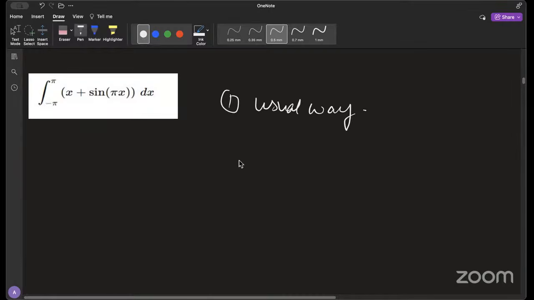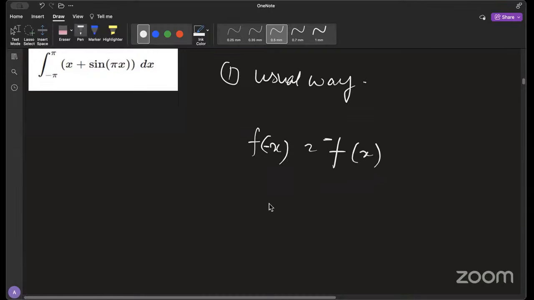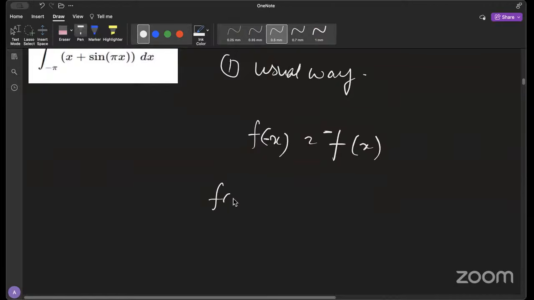So if you have a function where f of x is equal to f of minus x, or if f of minus x is equal to f of x with a negative sign, then this means if you have the integral of such a function from, let's say, minus 1 to 1, you can write this as minus 1 to 0 f x, not writing dx here.